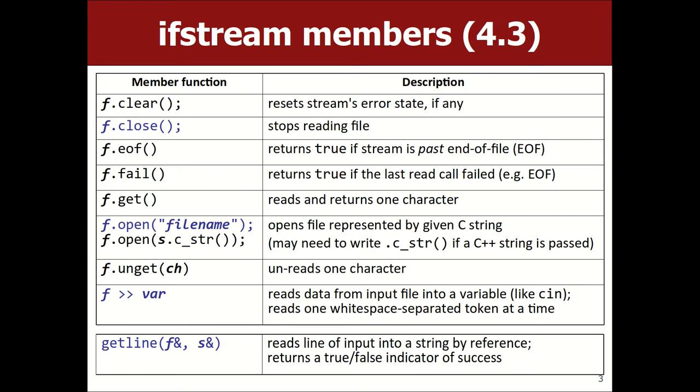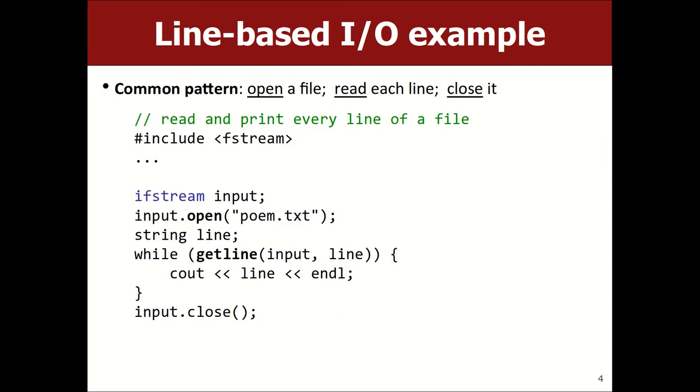So I think looking at this is not super helpful. I think seeing an example is more helpful. So let me show you a slide with an example. Here's a pretty typical example of reading a file. You include that fstream library. You declare a variable of type ifstream, and then you tell it that you want to open something. You want to open poem.txt.